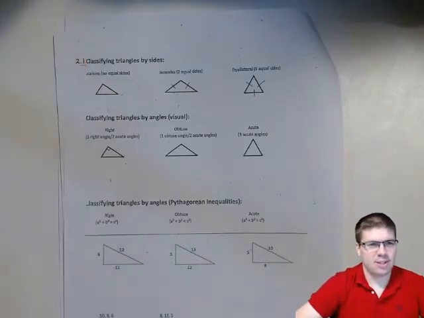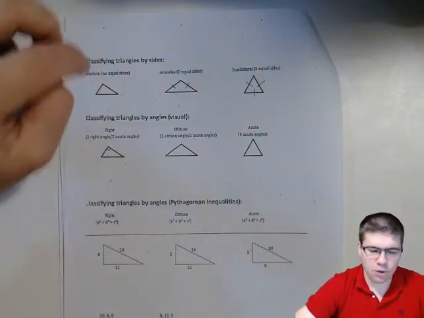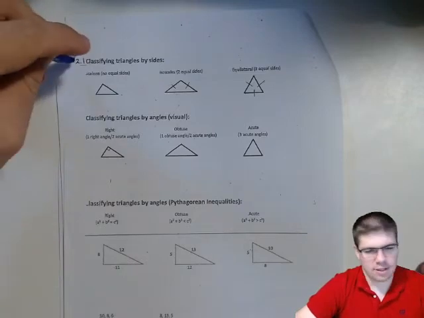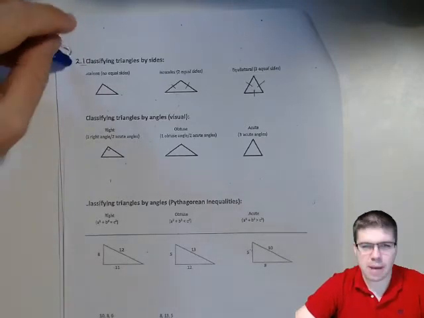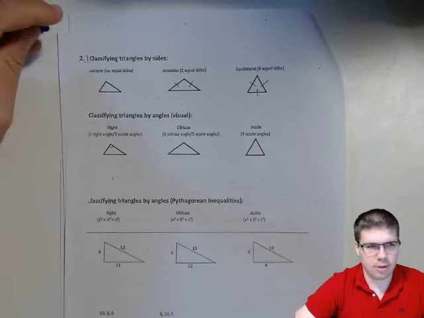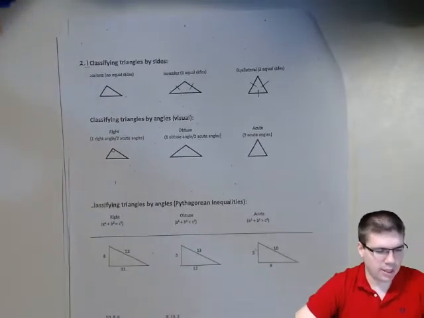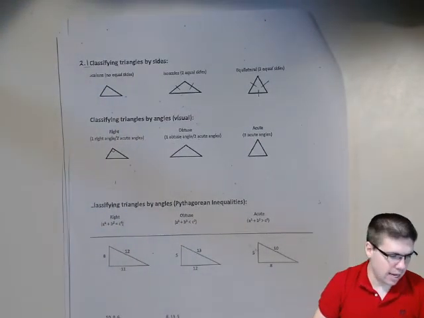Hey, geometry. So today we're going to get into our triangles unit. This is our fifth unit, but it's from chapter 2 out of our book, so when you see the 2s, that's where it comes from. So, 2.1, classifying triangles by sides.